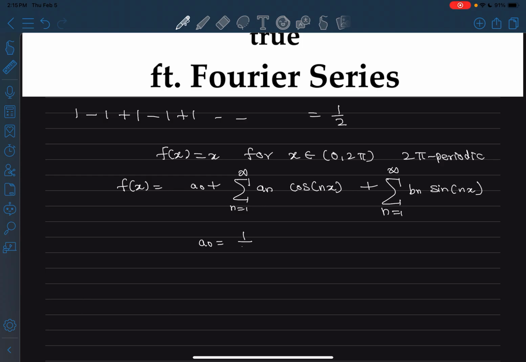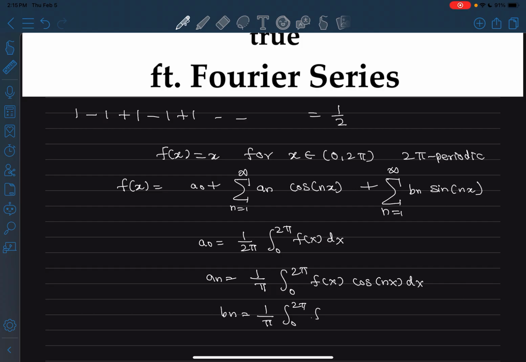a naught is just 1 over 2 pi, integral from 0 to 2 pi of f of x dx, and a_n is 1 over pi, this is half the interval, 0 to 2 pi, f of x with cosine of nx dx, right? And then b_n is 1 over pi, 0 to 2 pi, f of x with sine of nx dx. So first of all, I'll find the Fourier series for this function, f of x equals x, and then I will also find it for x square, which I will not show you because I've already done that in the text time.